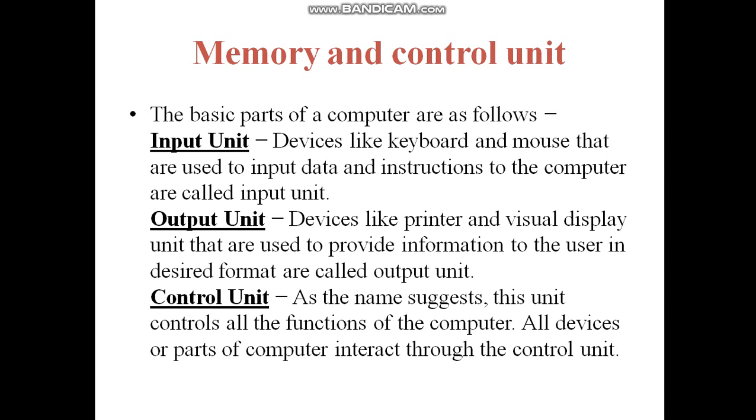Next, memory and the control unit. The basic parts of a computer are as follows: input unit. Devices like the keyboard and the mouse that are used to input data and instructions to the computer are called input units. Next is the output unit. Devices like a printer or visual display unit that are used to provide information to the user in a desired format are called output units. Next is the control unit. As the name suggests, this unit controls all the functions of the computer. All devices or parts of the computer interact through the control unit. So the control unit is the main part between the input unit and output unit.